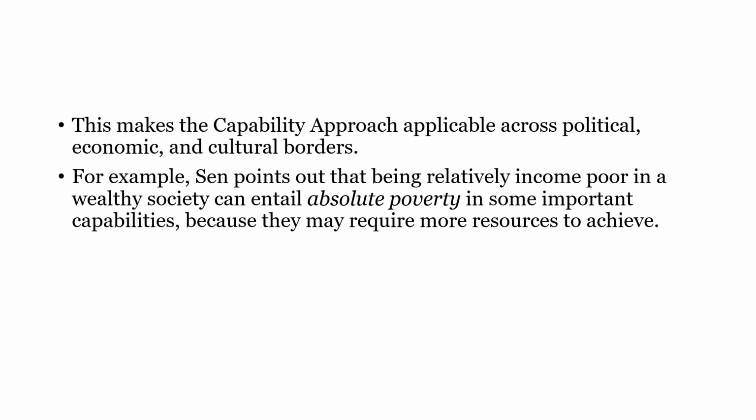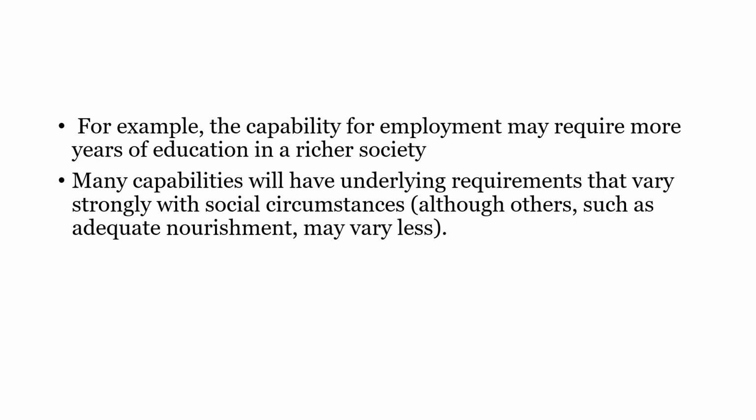Sen was pointing out that being relatively income poor in a wealthy society would entail absolute poverty in some important capabilities. He says that this happens because they may require more resources to attain them. Also, the capability when it comes to employment would require more years of education, and this is especially seen in richer societies. Many capabilities will have some underlying requirements that will vary strongly with social circumstances.